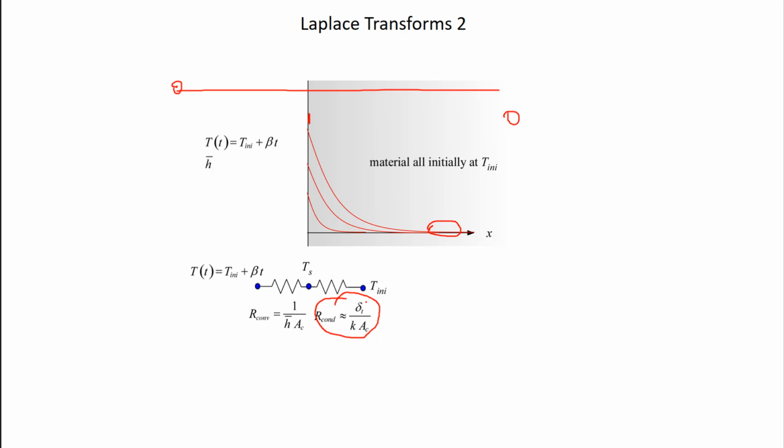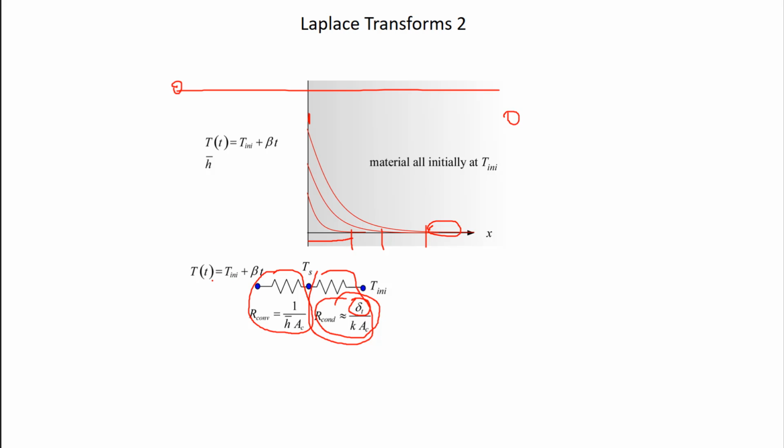It's the distance we have to conduct, which is some fraction of delta sub t, so we'll put delta sub t here. It's the thermal penetration distance here, right? It's growing all the time, divided by k times A. So what I really have is a resistance network where one of these two resistances, the convection resistance, never changes, but the conduction resistance grows all the time, right? This delta sub t is proportional to the square root of alpha times time, right? So it's growing like the square root of time.